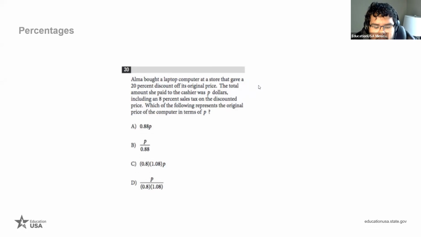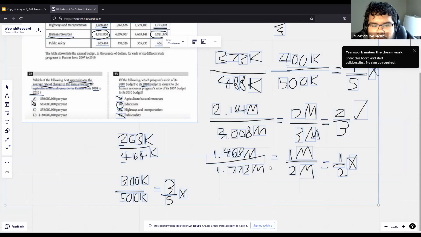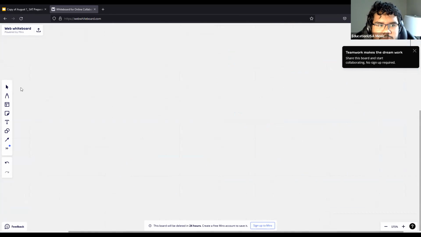Okay. So yeah, for this question, the correct answer is D, as Carolina got correctly. So let me just quickly explain the line of reasoning for this because it's not too complicated, it's just a matter of understanding the wording of percentage problems. So let's go and do that here.